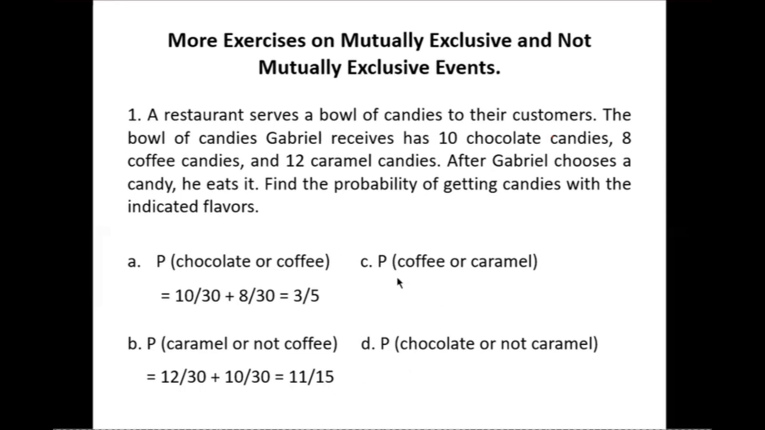And letter C, probability of coffee or caramel. Ang coffee natin ay 8. Then, ang caramel natin ay 12. So, 8 over 30 plus 12 over 30, the same as 2 over 3. At ang last probability ng chocolate or not caramel. So, ang chocolate natin ay 10. At ang not caramel natin, kung not caramel, ibig sabihin coffee yun. Coffee. So, 10 over 30 plus 8 over 30, that is 3 over 5.